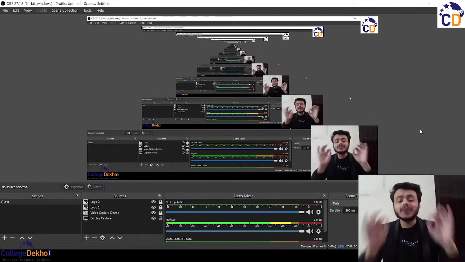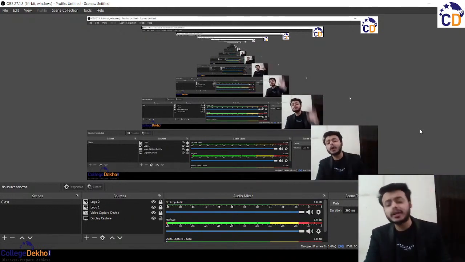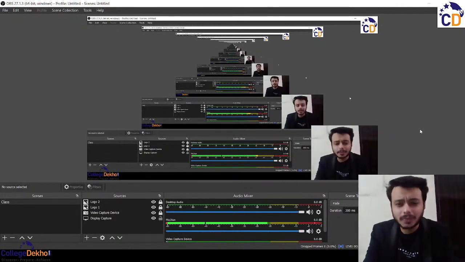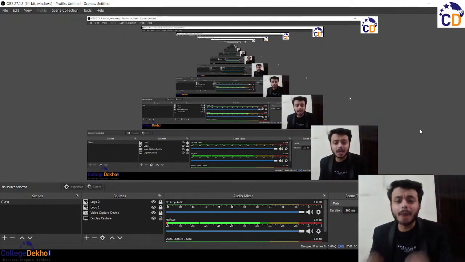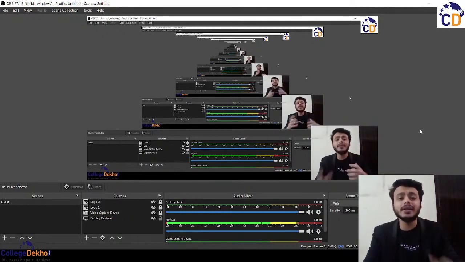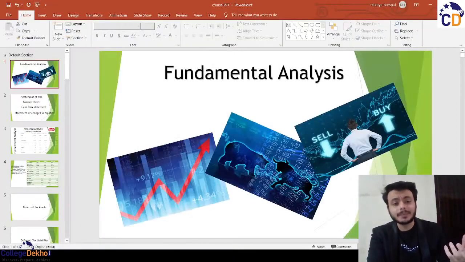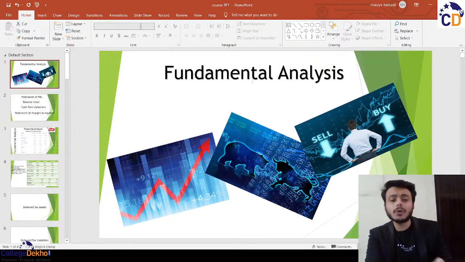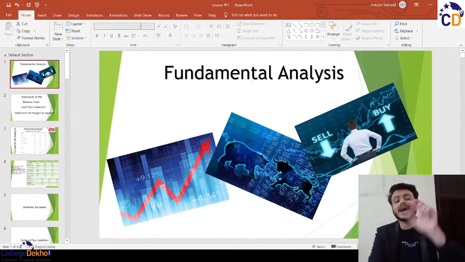What exactly is fundamental analysis, and why is fundamental analysis so important in the context of stock markets? You might have heard on a lot of CNBC TV and Zee Business channels people talking about the fundamentals of the company, right? So we'll be talking about what exactly are the fundamentals of the company through fundamental analysis.